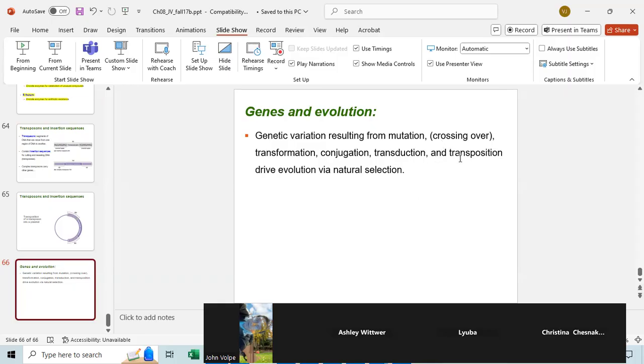with crossing over and transposons just mixing up the DNA, generally in the bacteria cell, creating new variants that can be brought next to each other. So transposition and crossing over mix up the DNA within an individual cell, and then transformation, conjugation, and transduction can mix it up between cells of the same generation.